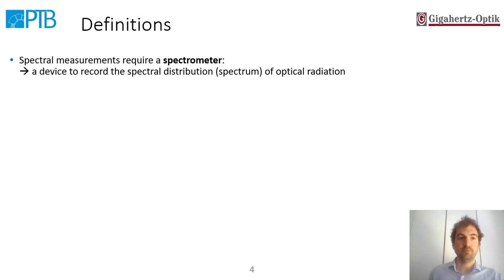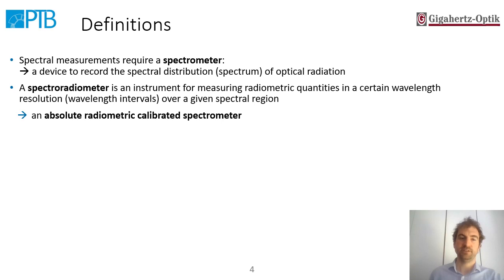In order to perform a spectral measurement, you need a spectrometer, a device which is able to record a spectral distribution of optical radiation. A spectroradiometer, on the other hand, is an instrument for measuring radiometric quantities in a certain wavelength resolution over a given spectral region. In other words, a spectroradiometer is an absolute radiometric calibrated spectrometer.